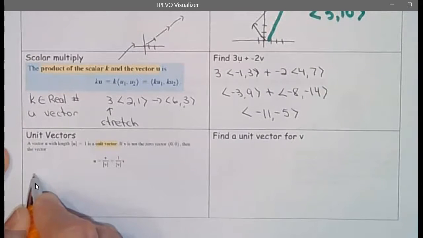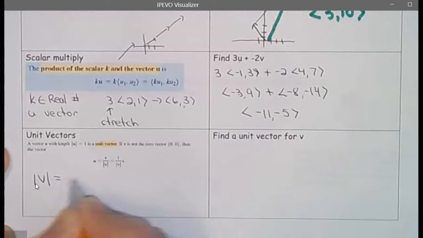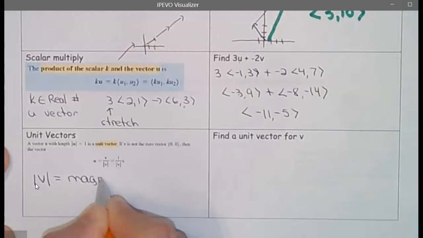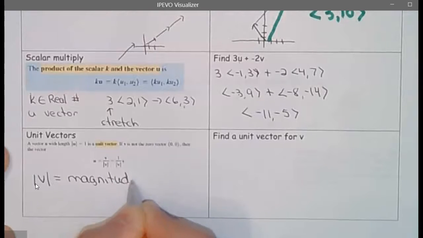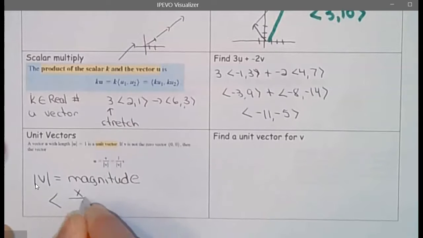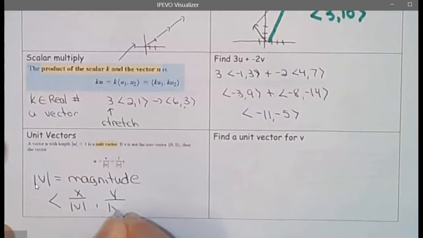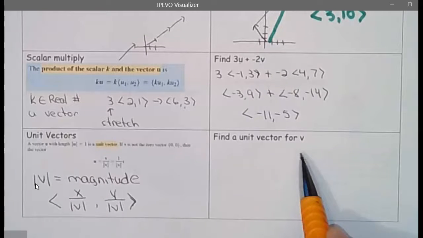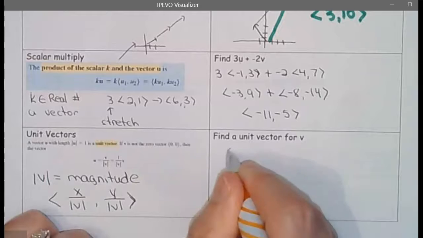And let me write this out. So we've got v is equal to the magnitude. So to write it as a unit vector, we take the x-coordinate, we divide it by that magnitude. We take the y-coordinate, we divide it by that magnitude as well. So we're looking for the unit vector for v.